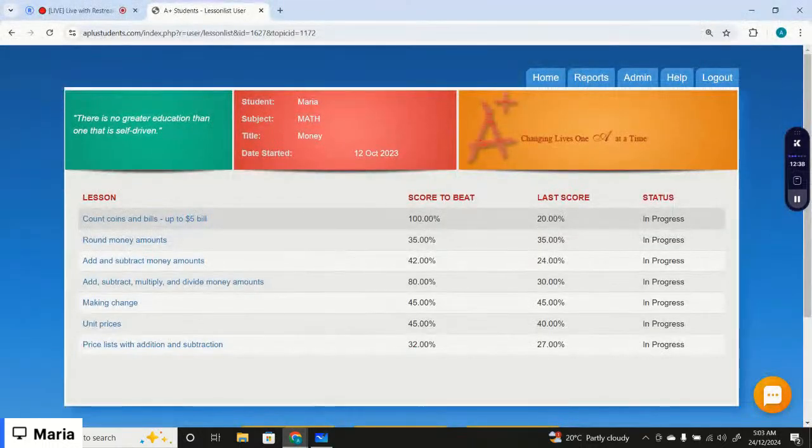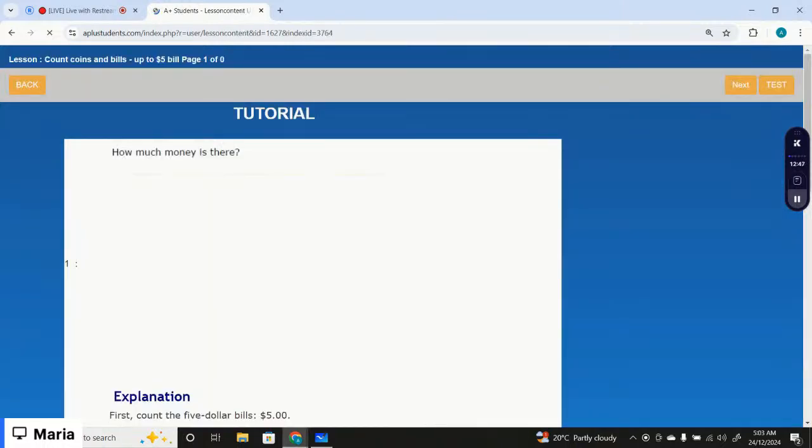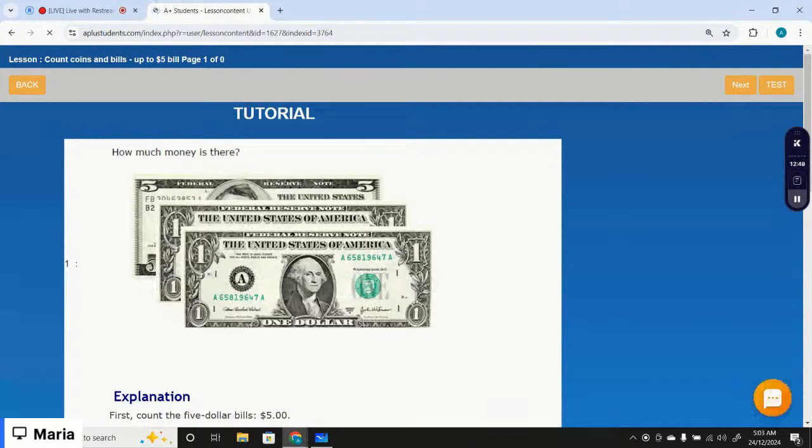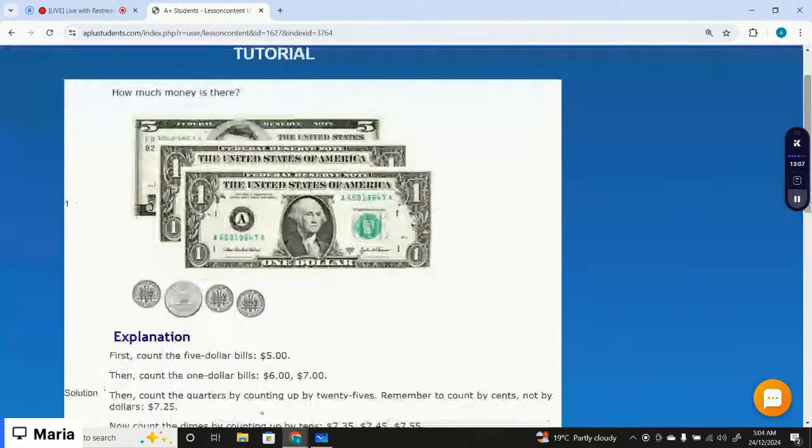Here I am on grade 4 math. The chapter we are on right now is money. Let's just start with the first lesson, that is count coins and bills up to $5. How much money is there? You have one, two, three bills. You have two $1 bills and one $5 bill. So that is $7 total, right?